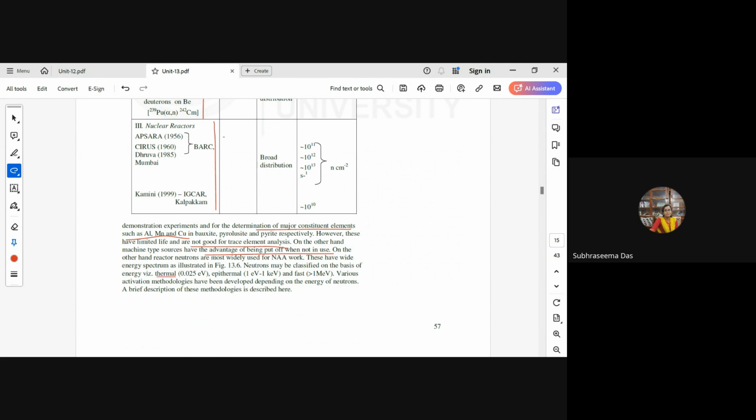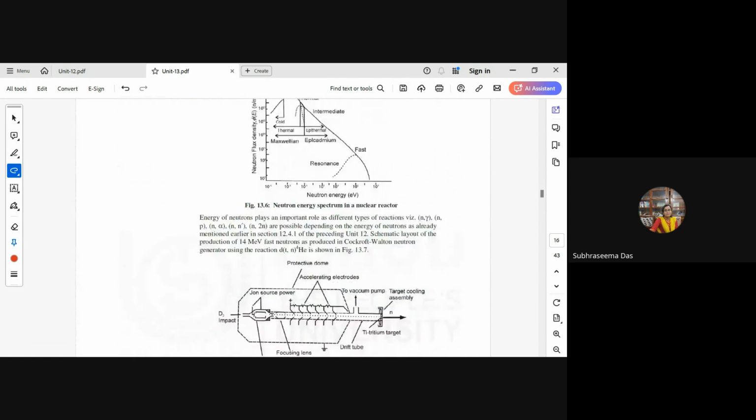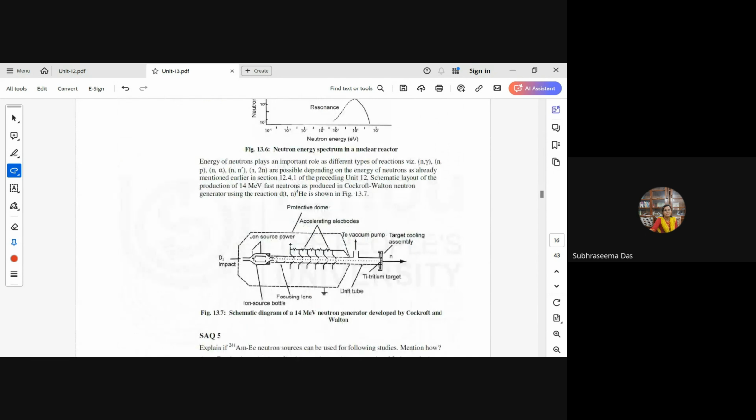Neutrons may be classified on the basis of energy. First is thermal, which have 0.025 electron volt, epithermal neutrons, where the energy ranges from 1 eV to 1 keV, and fast neutrons, where the energy is greater than 1 keV. Various activation methods have been developed using these three types of neutrons. The energy of the neutrons is also important because they are used for different types of reactions such as n gamma, n p, n alpha, and n n dash. These are some of the possible reactions depending on the type employed.